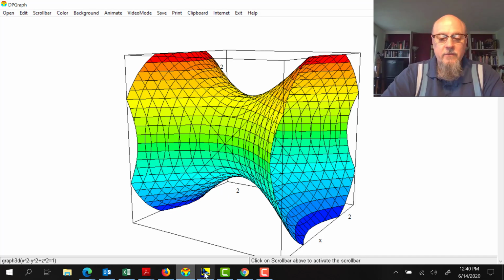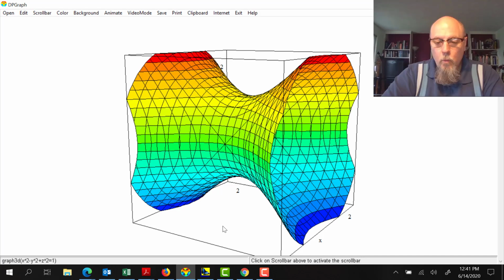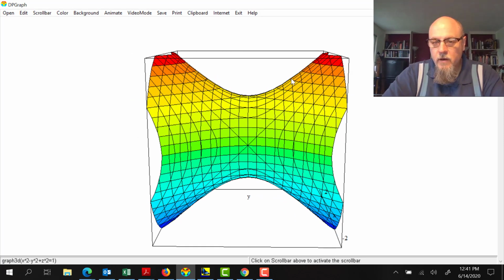What we want is the tangent plane and the normal line at the point (1, 1, 1). So (1, 1, 1) is about here, let's say. We're talking about it over here. For the equation of the tangent plane, the normal line is going to be the line that's perpendicular. They're both the same pieces of information. I need the normal vector and a point. I have the point (1, 1, 1). It's just a matter of getting the normal vector.